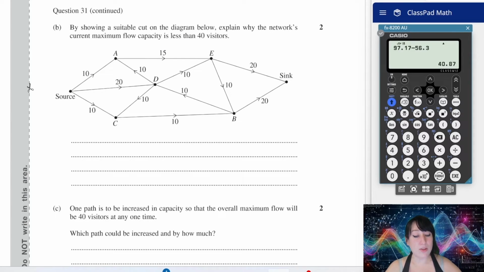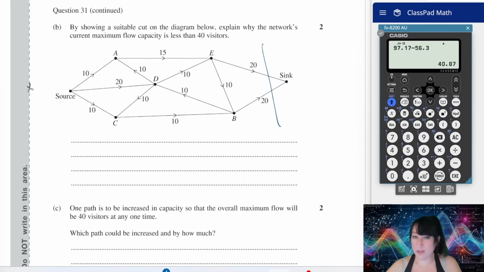Now part B, by showing a suitable cut on the diagram below, explain why the network's current maximum flow capacity is less than 40 visitors. Now, it's not asking for the maximum flow, but we do know that by the minimum cut maximum flow theorem, the maximum flow cannot exceed the minimum cut. So as long as we do find a cut that is less than 40, that means the max flow itself would have to be less than 40. We can see here that there is 40, so we need something smaller than that.